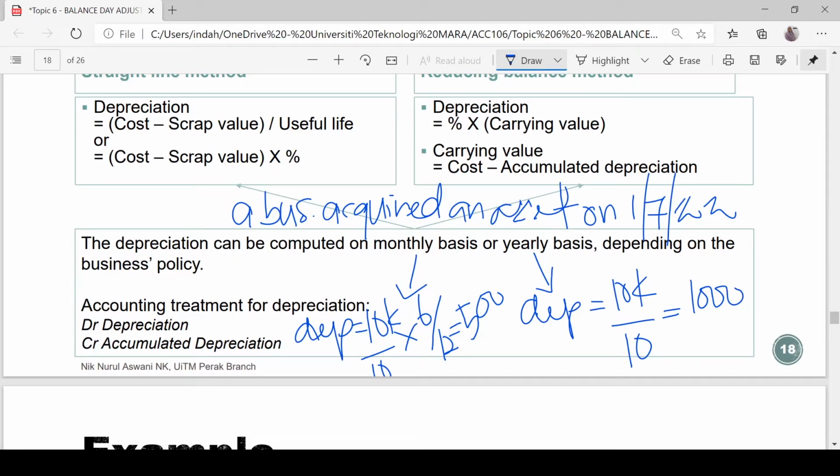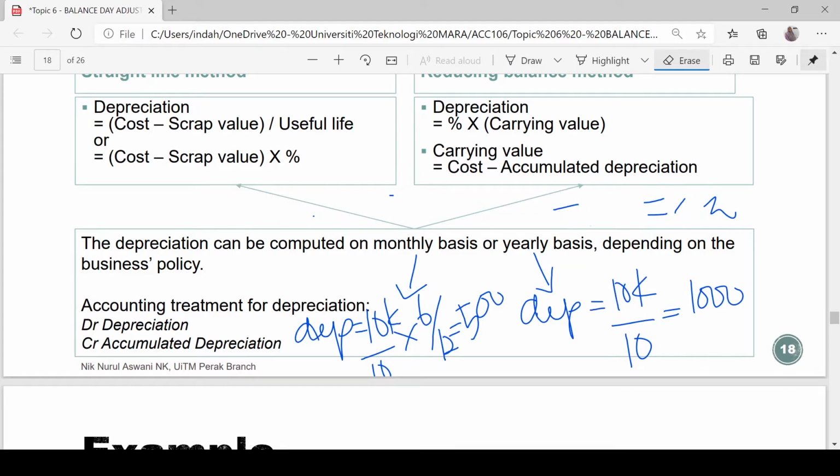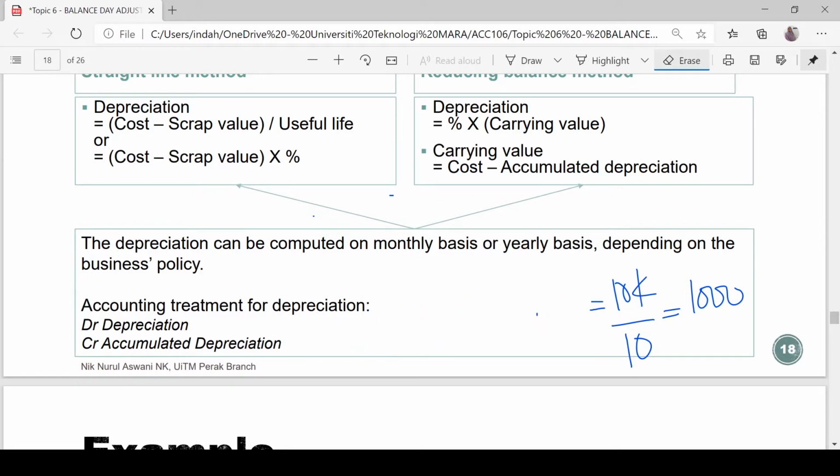Okay, so what is the accounting treatment for depreciation? You debit the depreciation account every year after you calculate depreciation. You are going to create a depreciation account called depreciation. Then the amount of depreciation that you have calculated will be credited to accumulated depreciation.